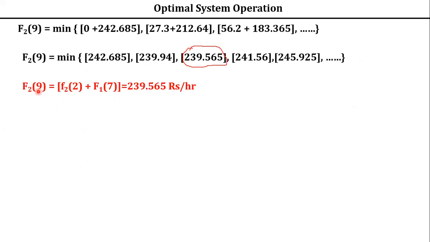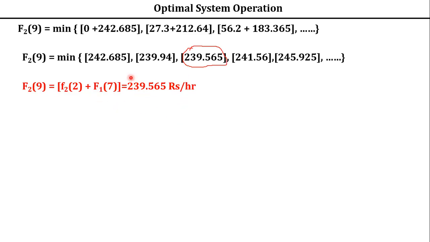This is only for a particular load. We have done this much, only for a particular load of 9 megawatt. What is the right combination? So this is the right combination of operating it, so that you are getting minimum cost.